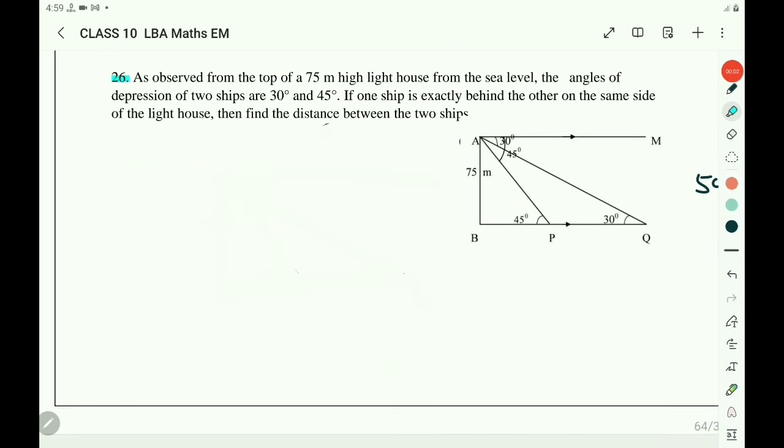Question number 26. As observed from the top of a 75-meter high lighthouse from the sea level, the angles of depression of two ships are 30 degree and 45 degree. If one ship is exactly behind the other on the same side of the lighthouse, then find the distance between the two ships. Consider here, AB is a lighthouse of height 75 meter. P and Q are the two ships. We have to find the distance between the two ships, that is PQ.